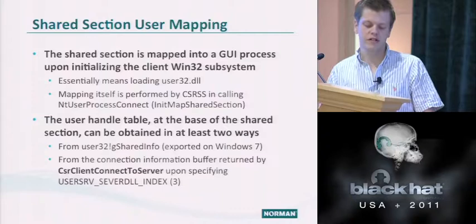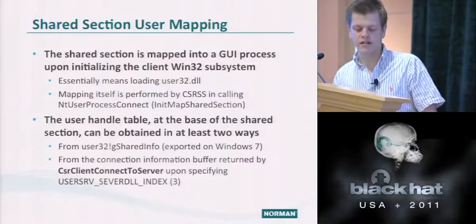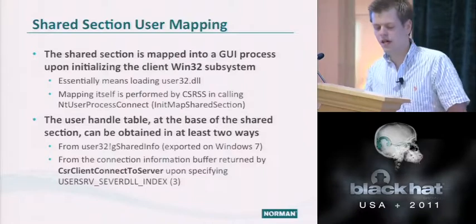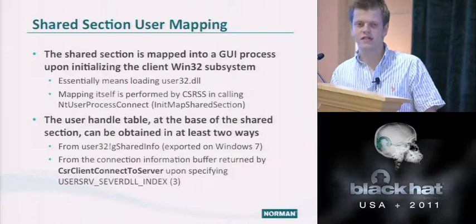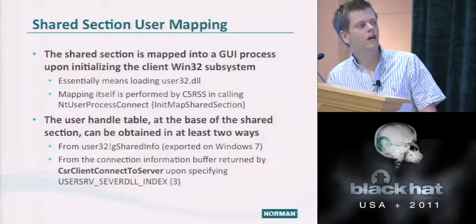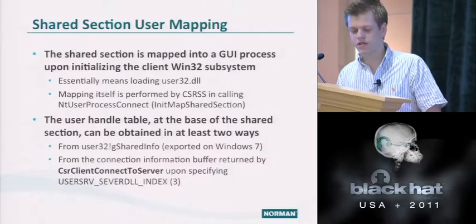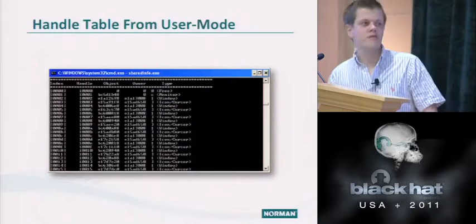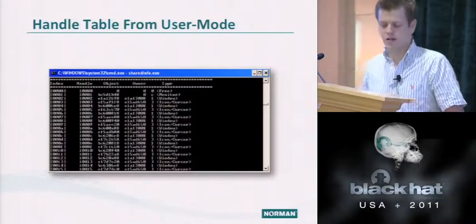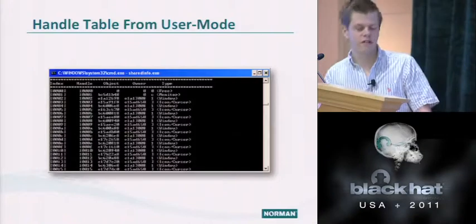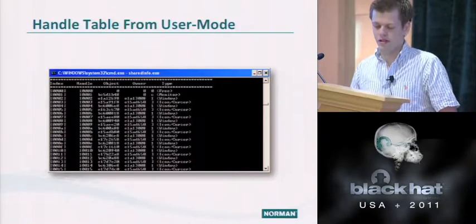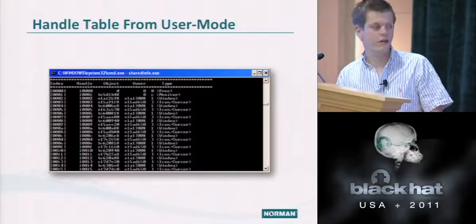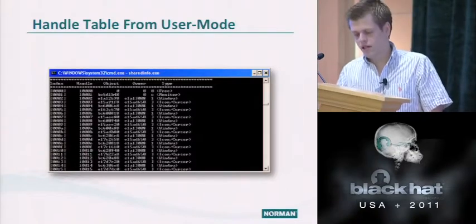And this can, like I said earlier, be obtained in at least two ways, either through the export in user32 or by calling this function to CSRSS, and then CSRSS returns a pointer to the handle table in user mode. So we can easily make an application that dumps all this information without any privileges or anything. So it's quite convenient when you work on exploitation. You get all this information for free.